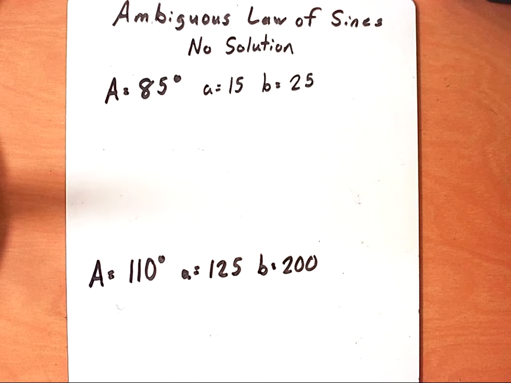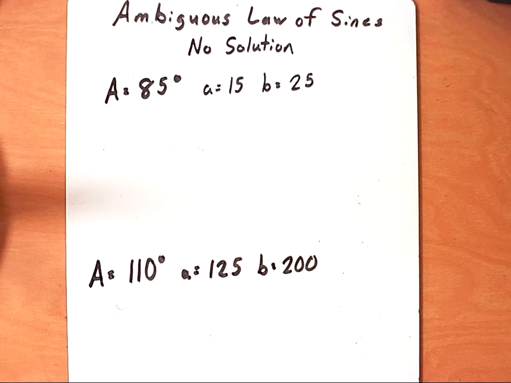So I've uploaded the video of instances where you may have multiple solutions, two triangles that would fit the parameters that we have been given. Now let's take a look at a situation where we might have no solution, where no triangle would be possible given the information provided.